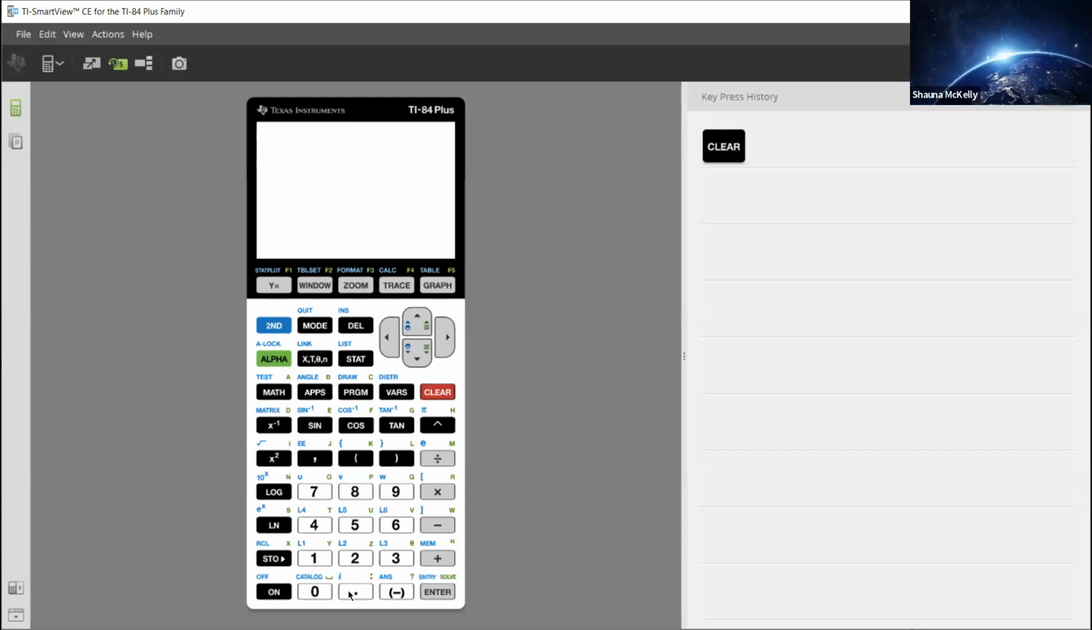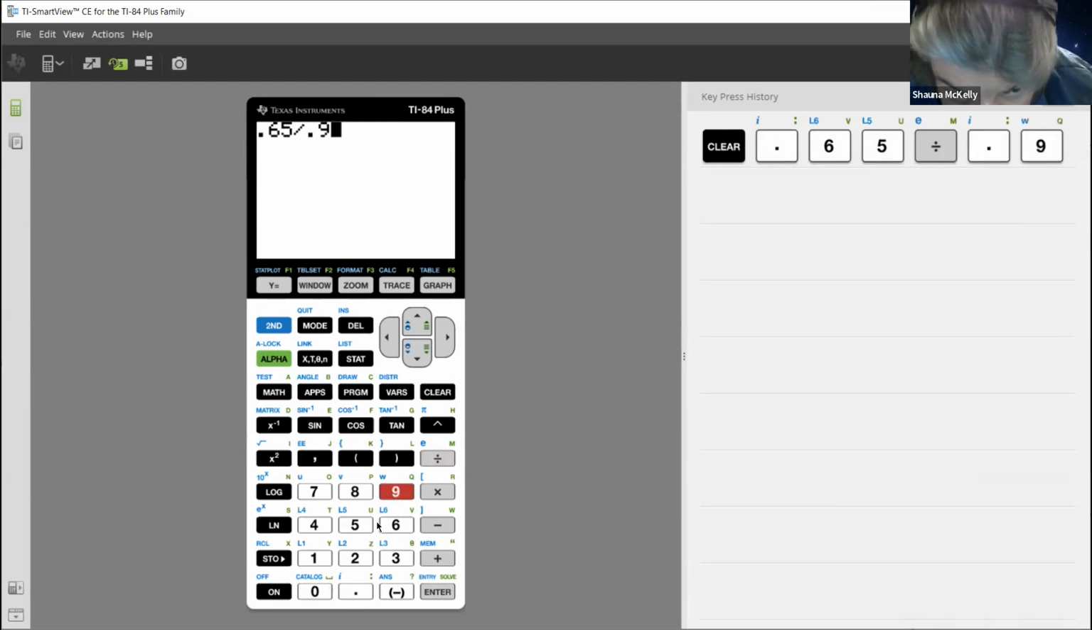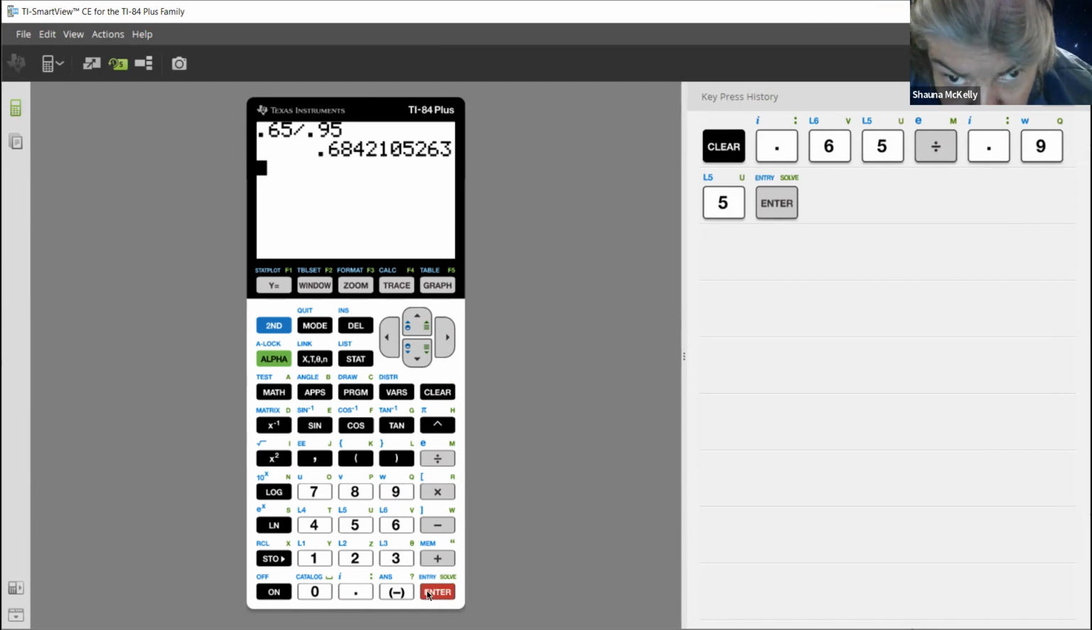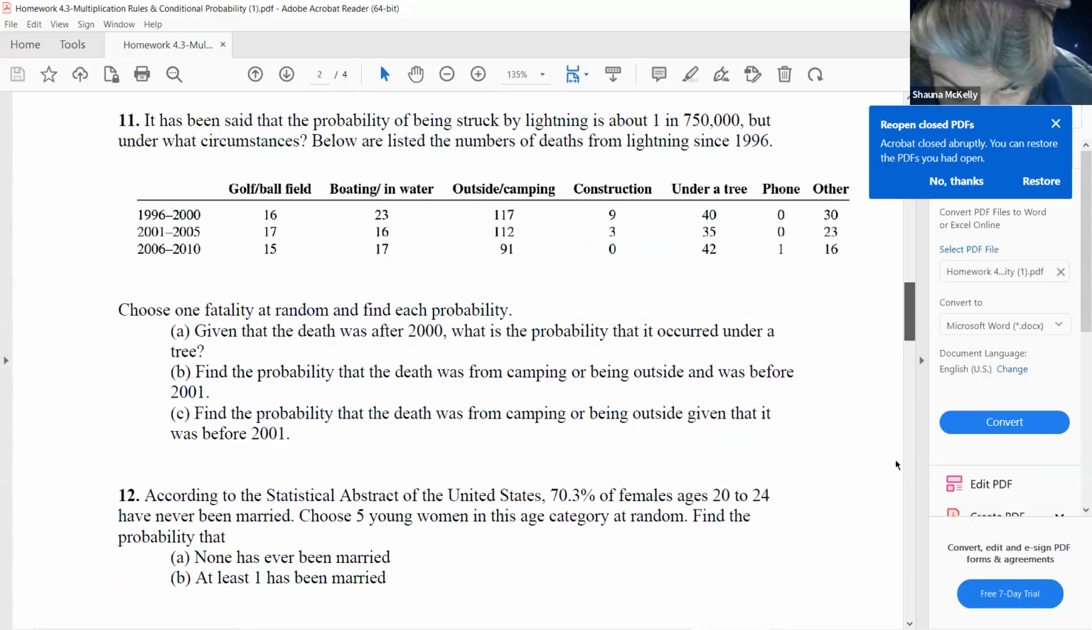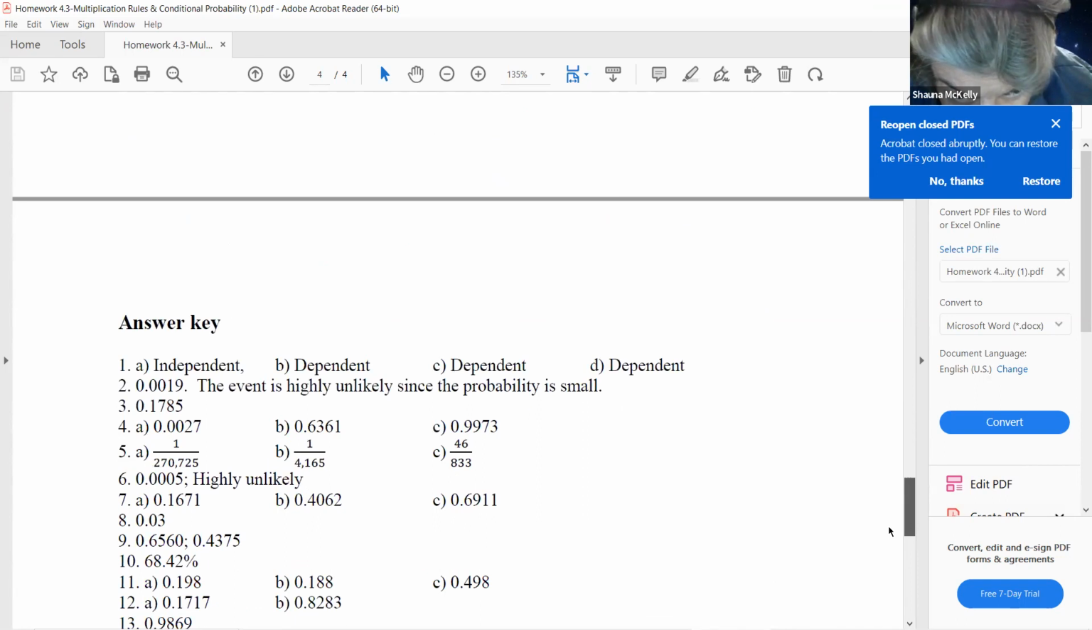So we have 0.65 divided by 0.95, and that becomes 0.6842. Okay. So we have, let me go to my other screen share here. Go to my, and this was number 10. And there it is, 68.42%.